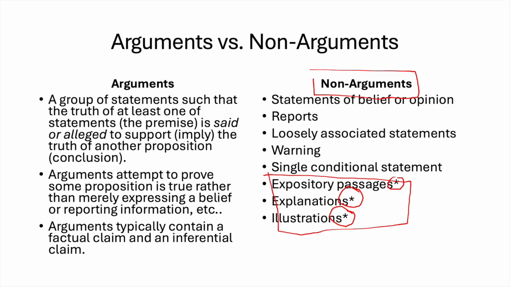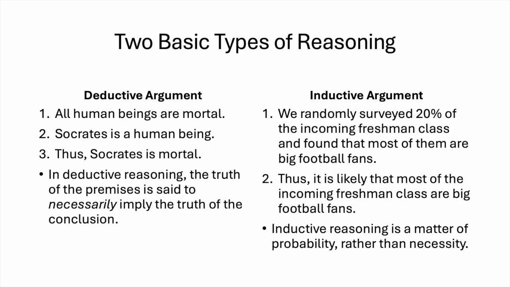And then there are 2 basic types of arguments. We've got deductive arguments and inductive arguments. We have arguments that have an alleged, again, it could fail, so it's just alleged, a really robust link between the truth of the premises and the truth of the conclusion. In a deductive argument, the truth of the conclusion is said to follow necessarily from the truth of the premises.